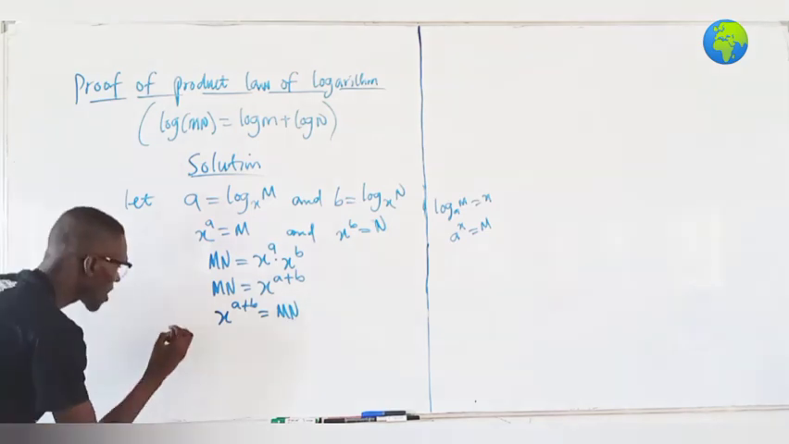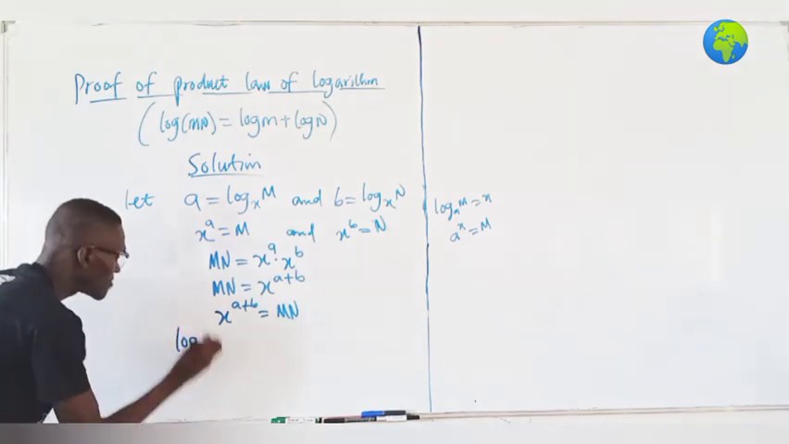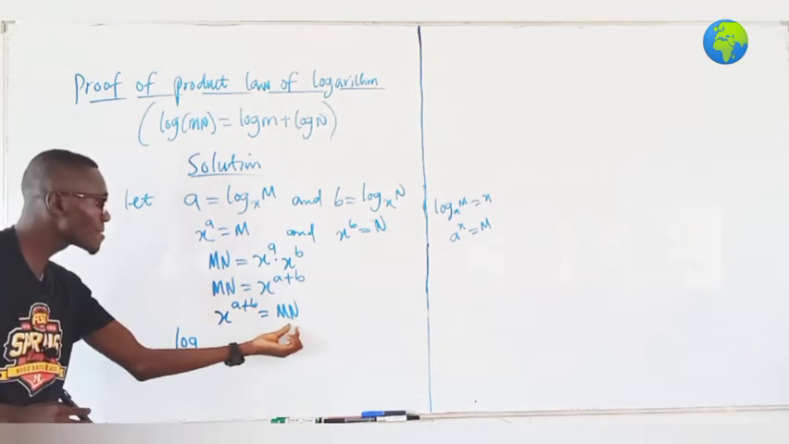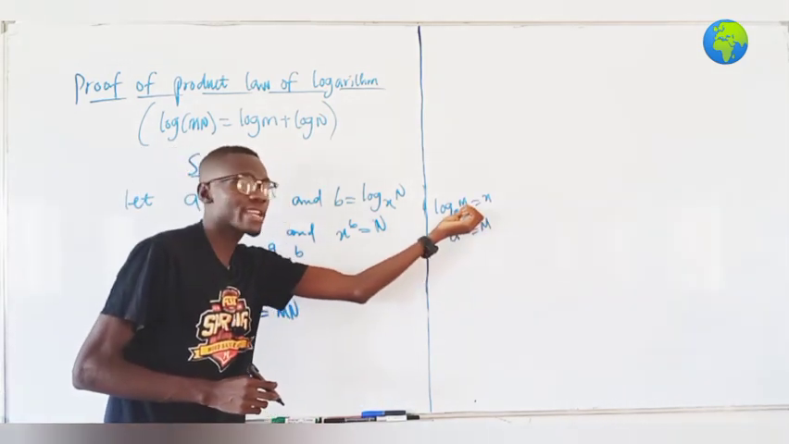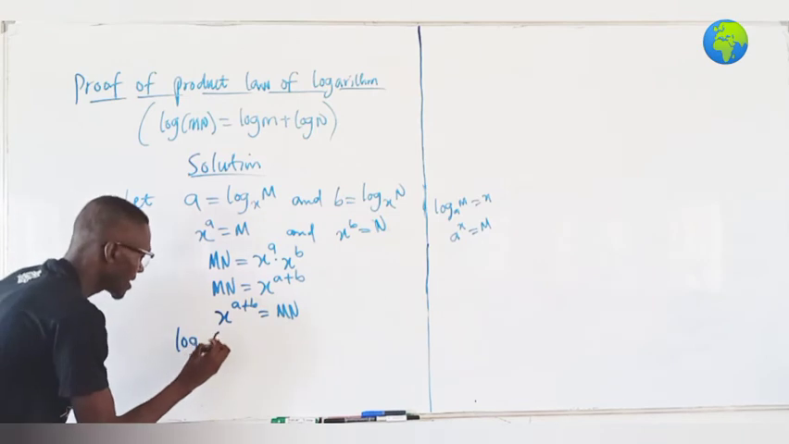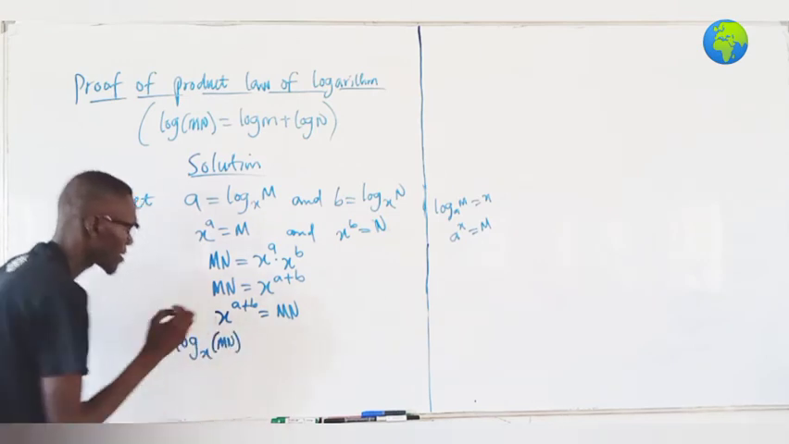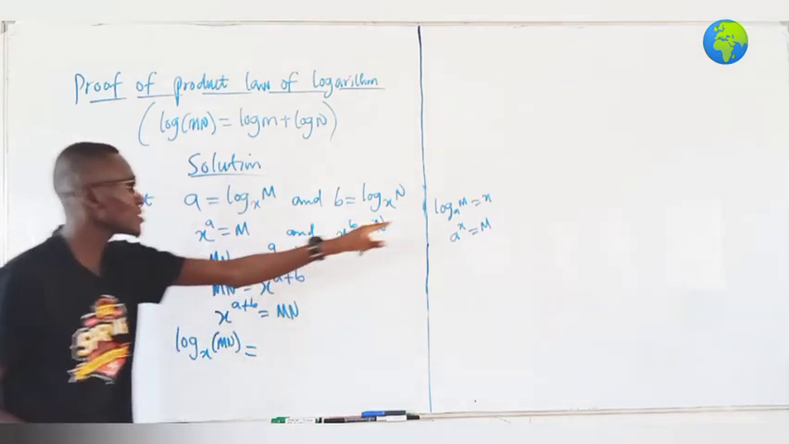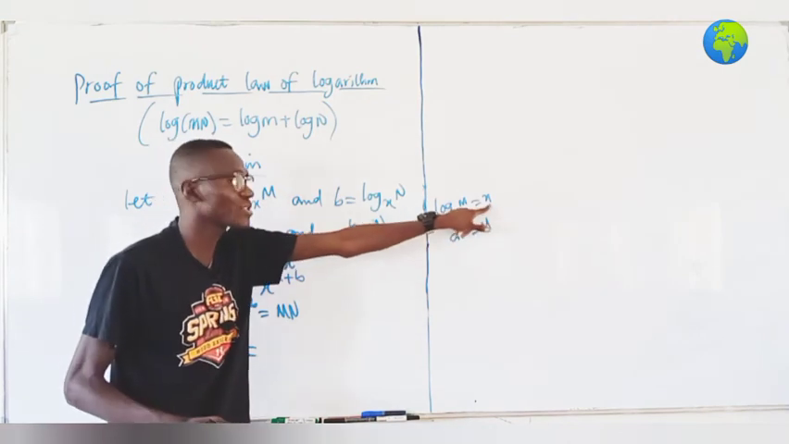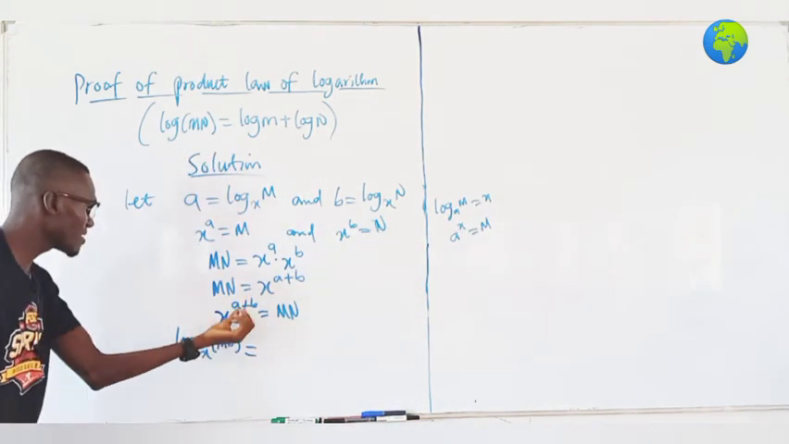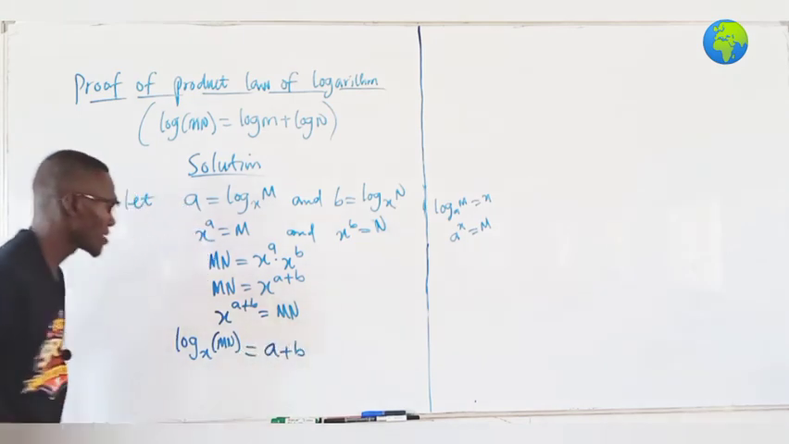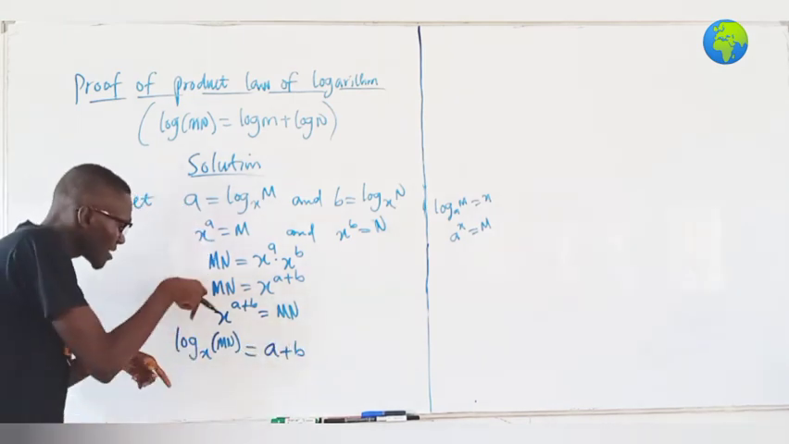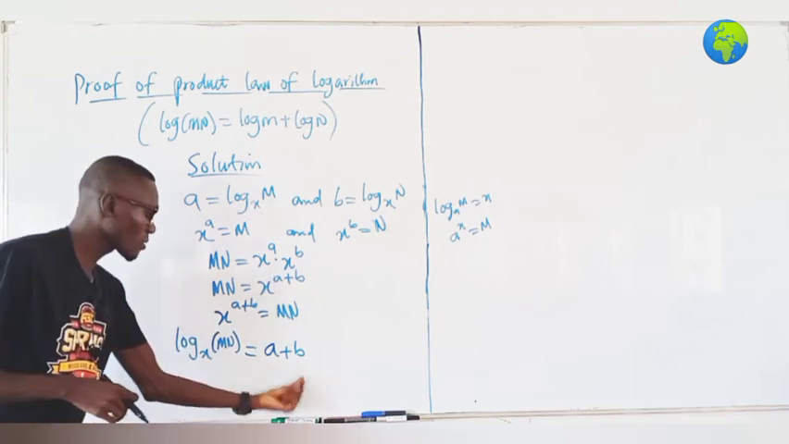I want to rewrite this to go back to where it came from. So I'm going to have log of base x, then you bring back mn, right? This is equal to, as we said, you leave the power where it was. So I'll be leaving a plus b here. So that means log of mn base x is equal to a plus b.